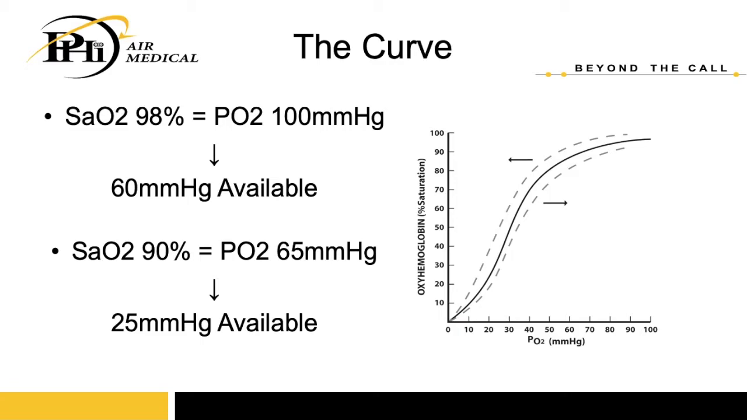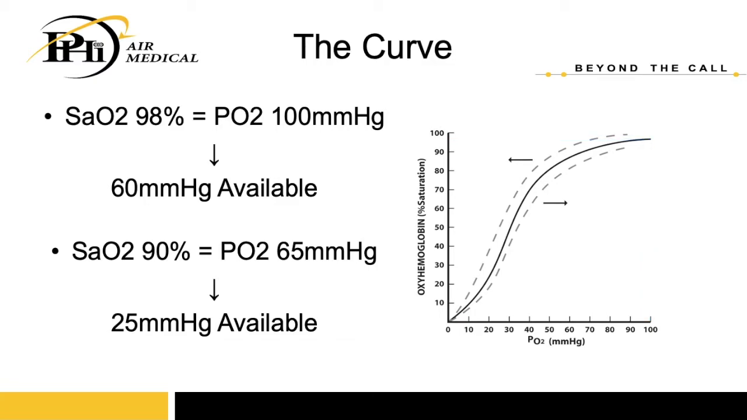If we look at this top one, we have a typical patient on the normal curve that is sitting at 98%. That corresponds with a PO2 of 100 millimeters of mercury. And remember that 40 number is pretty important. So that means that we're going to offload everything into the tissues except for that last 40 millimeters of mercury, which is going to stay in our venous reserve and travel back to the right side of the heart. So that means that there was 60 millimeters of mercury of oxygen available for tissue oxygenation.